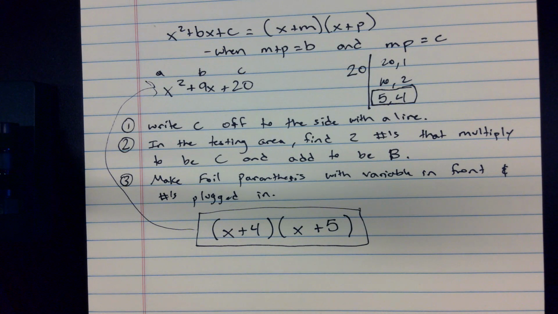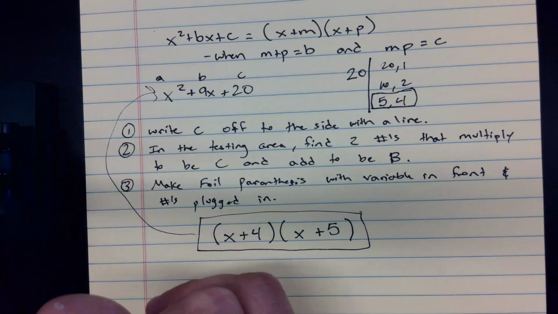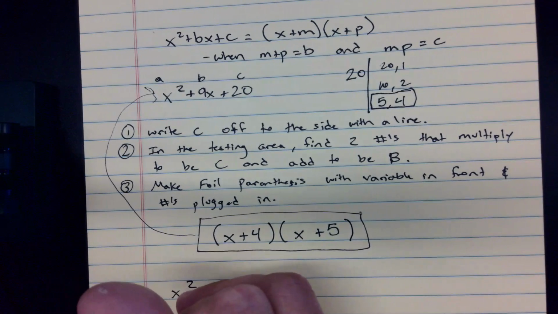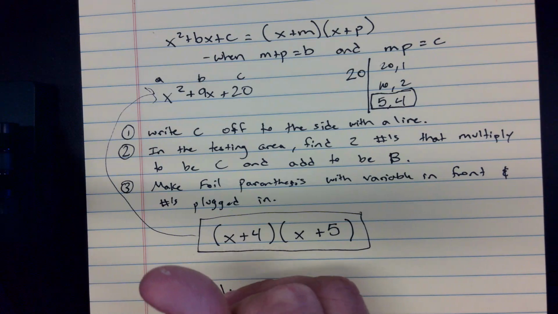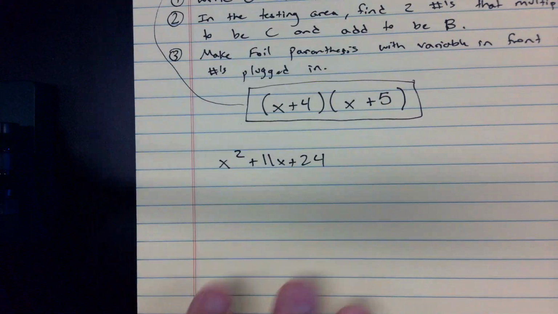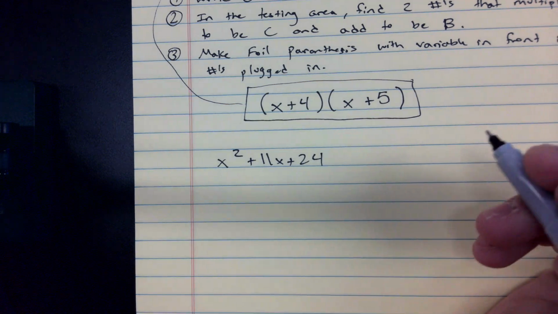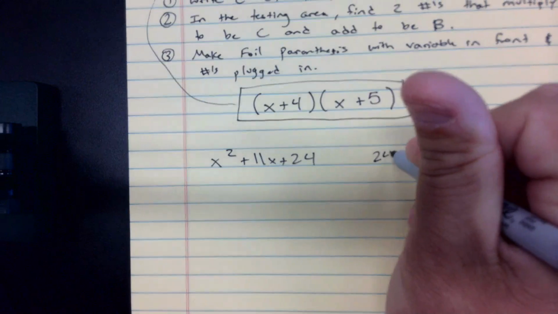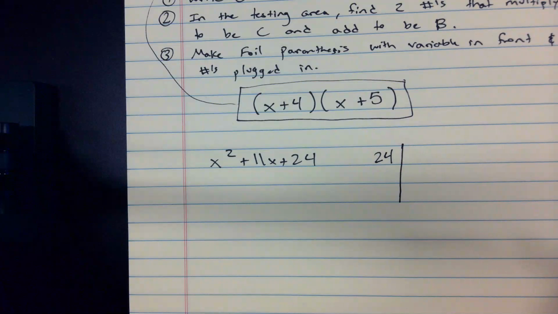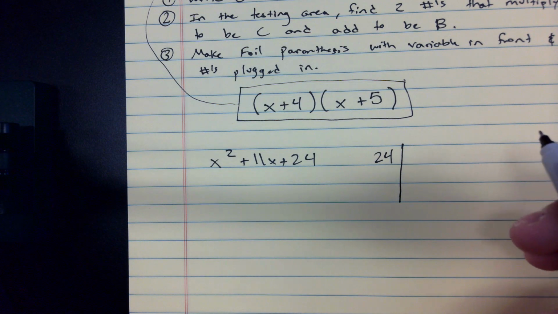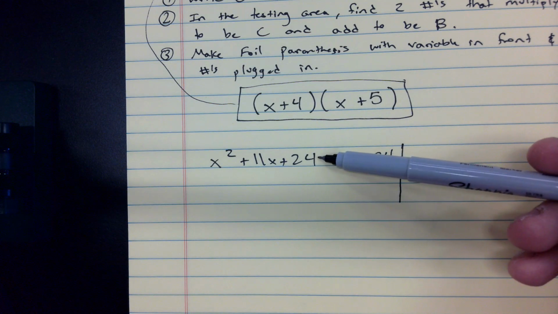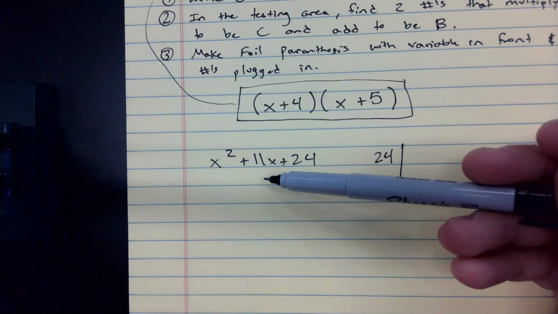Okay, let's do another. Let's just stay with x's. X squared plus 11x plus 24. I'm not going to write out the steps. I'm just going to go through them. First thing is, we're going to write C off to the side with a line. Then we're going to start testing numbers that multiply together to be C and add together to be B.